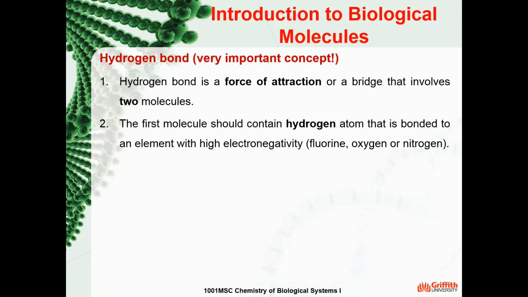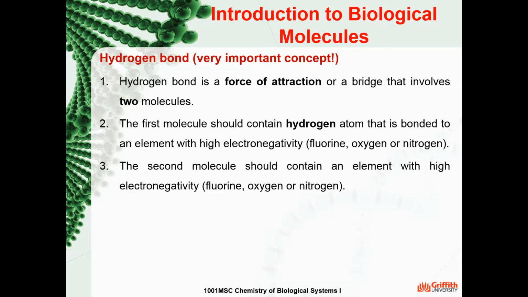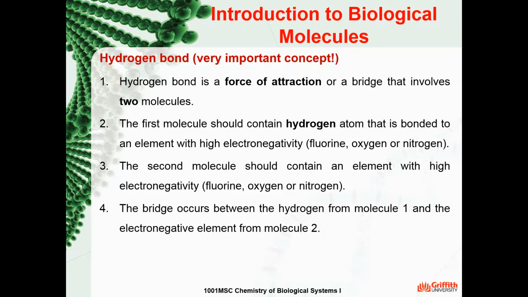Secondly, the first molecule should contain a hydrogen atom that is bonded to an element with high electronegativity, either a fluorine, oxygen, or nitrogen. Thirdly, the second molecule should contain an element with high electronegativity, such as a fluorine, oxygen, or nitrogen. Finally, the bridge occurs between the hydrogen from molecule 1 and the electronegative element from molecule 2. Hydrogen bonds are represented by a dotted line.